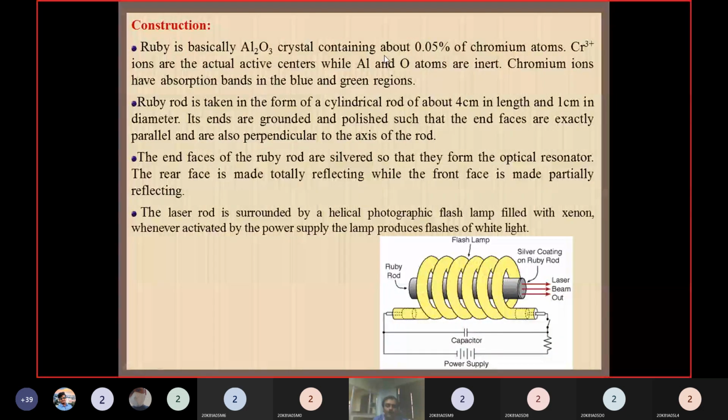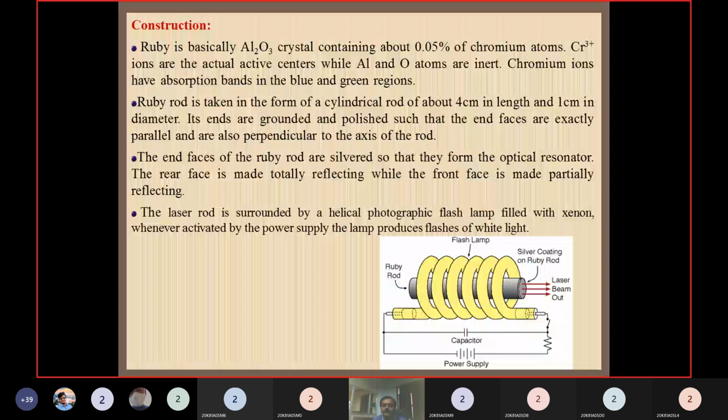Okay, so here chromium ions have absorption bands in the blue and green regions. I will explain how it works. Absorption band means the minimum energy required to get absorption. So this is the E3 band and this is the E4 band of the chromium atom. This is the ground state. If you supply green energy, those atoms will go to the E3 level.